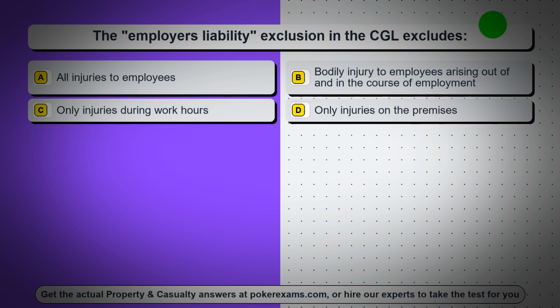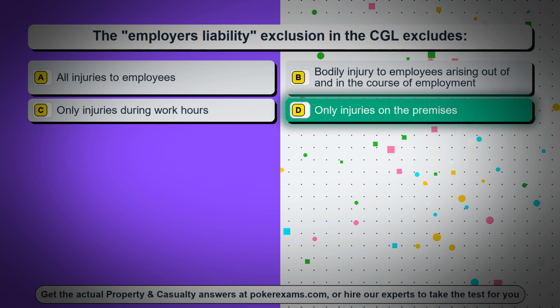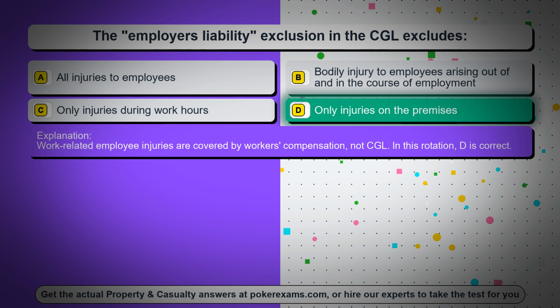Question 100. The employer's liability exclusion in the CGL excludes: Option A, all injuries to employees. Option B, bodily injury to employees arising out of and in the course of employment. Option C, only injuries during work hours. Option D, only injuries on the premises. The correct answer is option D, only injuries on the premises. Work-related employee injuries are covered by workers' compensation, not CGL. In this rotation, D is correct.